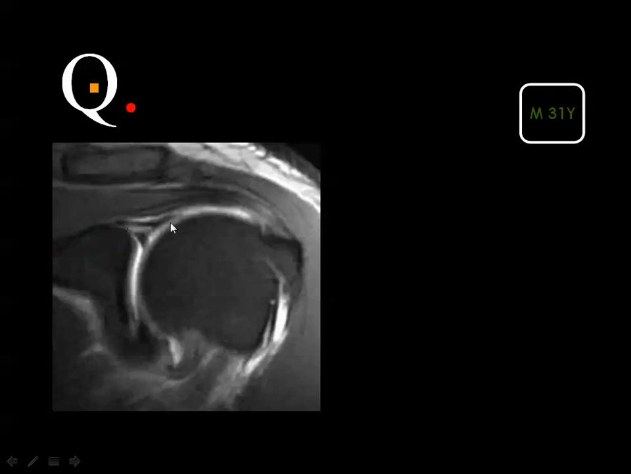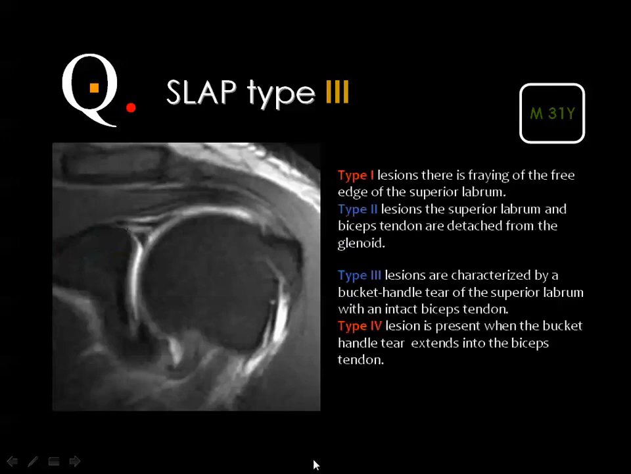And you see the superior labrum, there is a linear abnormal signal within the superior labrum disrupting the labrum into two parts, and this is SLAP type 3. SLAP type 3 is when the labrum is divided into two halves. SLAP type 4 is when the line extends into the biceps tendon. SLAP type 2 is when the base of the labrum separates from the glenoid by more than 3 mm. SLAP type 1, the triangle is intact with abnormal signal inside it. And this is type 1 lesions within the intact superior labrum, meaning it has abnormal signal.